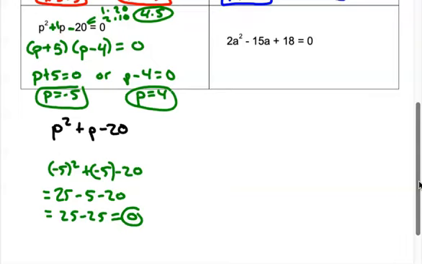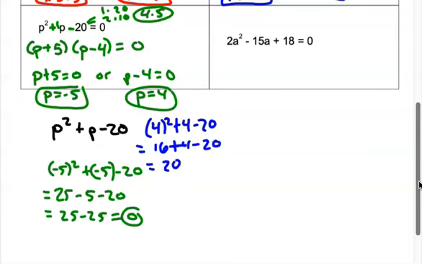Let's try it with 4, okay? So 4 squared plus 4 minus 20. Well, 4 squared is 16. 16 plus 4 minus 20. 16 plus 4 is 20, so I have 20 minus 20 equals 0.